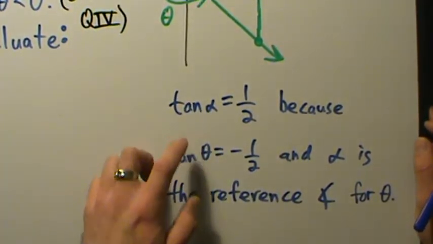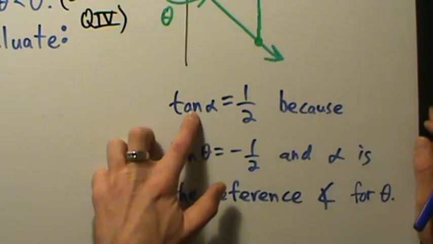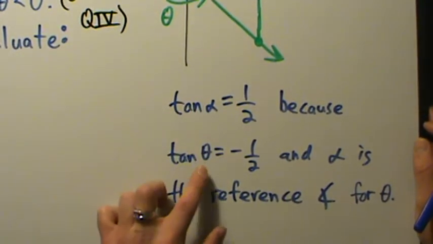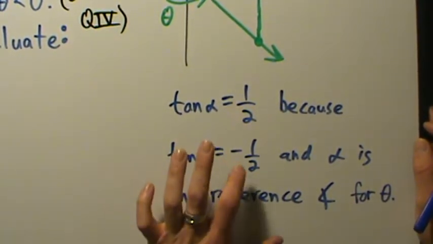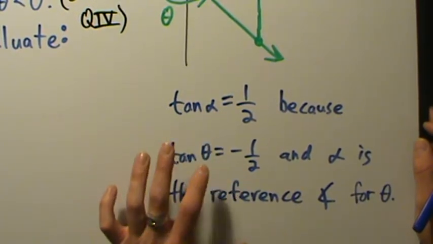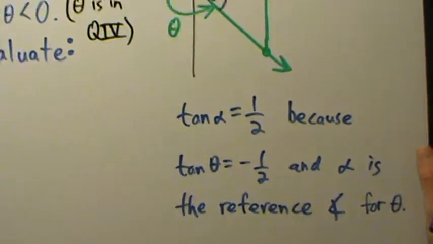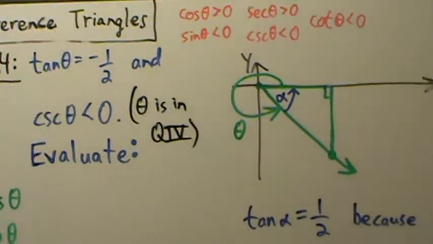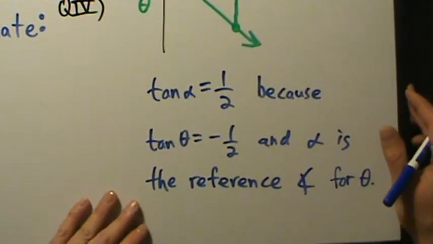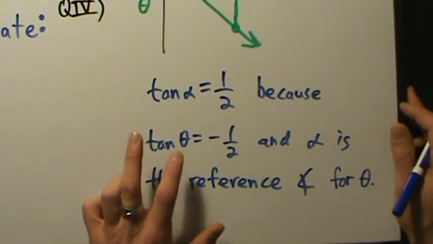Remember, tangent of an angle and tangent of its reference angle are exactly the same thing, except tangent of the angle might be negative depending on what quadrant the angle is in. And since theta is in quadrant 4, tangent must be negative. And actually, we were given that the tangent is negative 1/2 anyway. But more generally, since theta is in quadrant 4, tangent has to be negative.